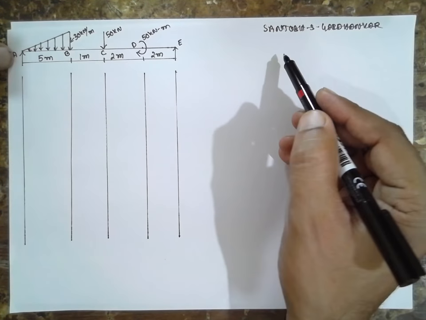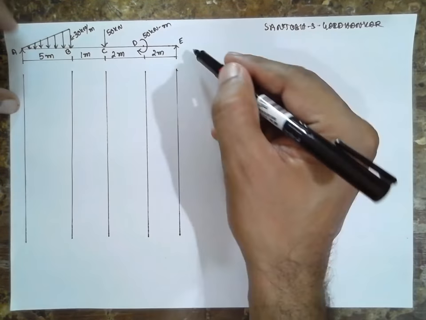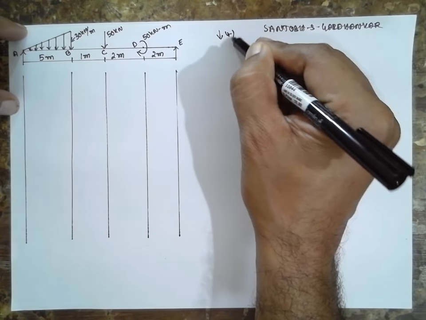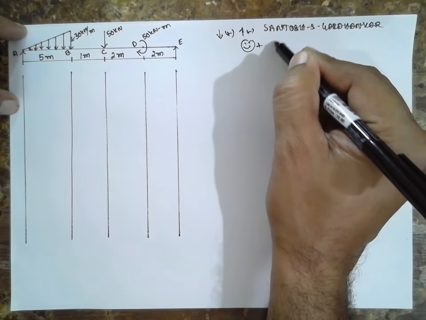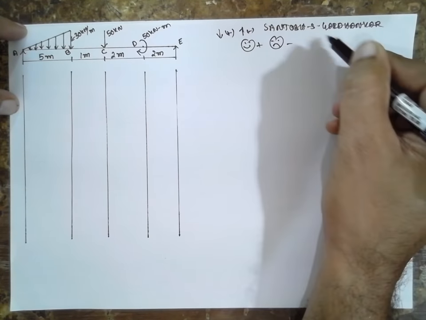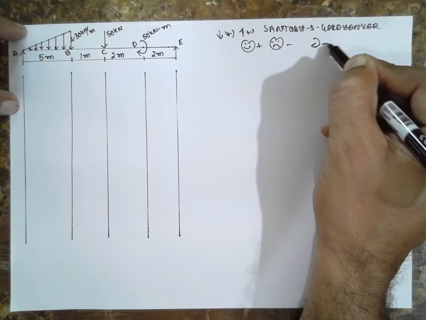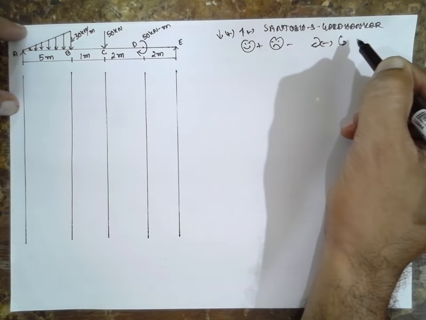I am Santosh Gadankar. Today I am solving the problem of a simply supported beam. Downward arrow is positive, upward is negative, sagging is positive, hogging is negative, couple clockwise is negative, anti-clockwise is positive.